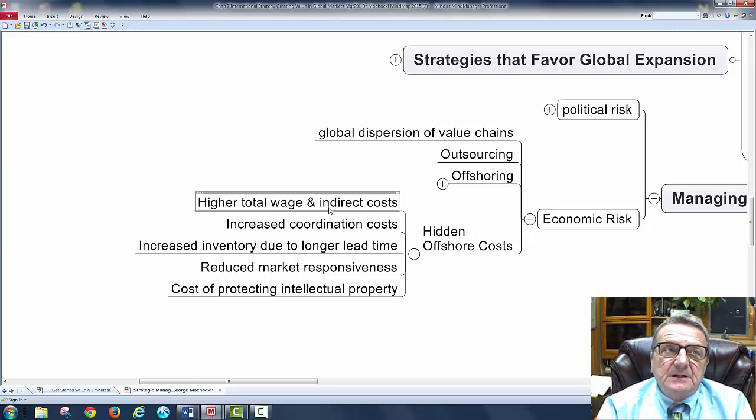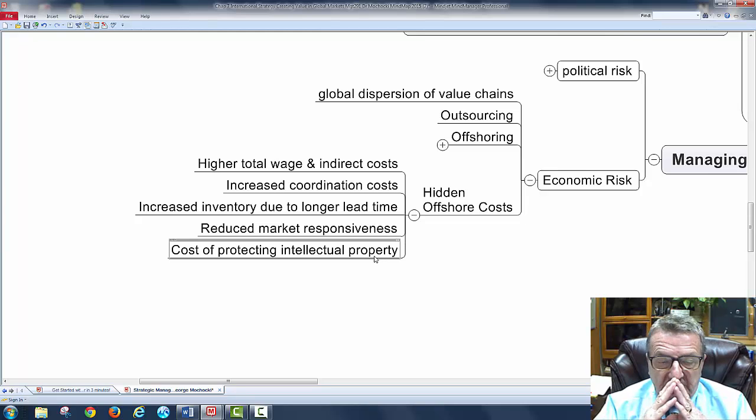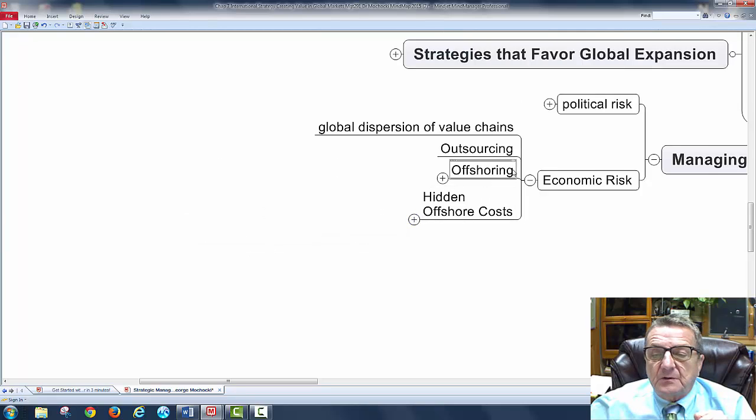Working forward, increased coordination costs, increased inventory due to longer lead time, reduced market responsiveness, costs of protecting intellectual property. When you're looking at intellectual property, again, you're talking about individuals that have the knowledge you need to make this operation successful. Machines can only do so much. You still have somebody to maintain them, somebody to make the quick decisions in case of emergency, somebody that could basically bring everything together so everything runs smoothly. And it's usually your human capital that we've been talking about.